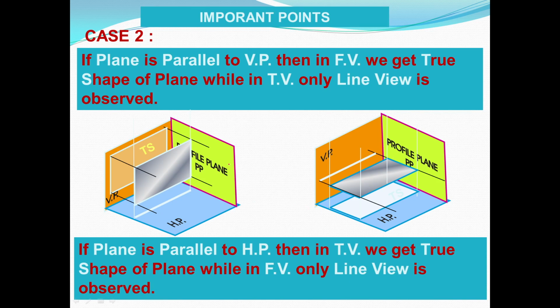And now with respect to the planes, if the plane is parallel to the vertical plane, we get the true shape of the plane. Sorry, this is the vertical surface, which is parallel to the vertical plane, so we get the true shape here. This surface is parallel to the horizontal plane, a horizontal surface we can say, and we get the true shape here.